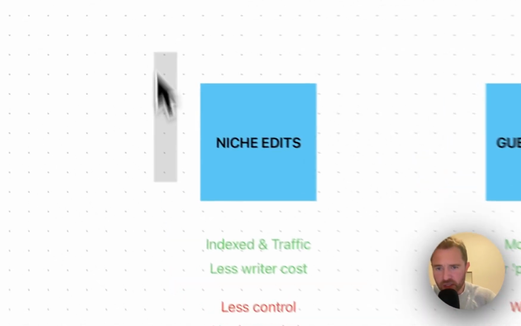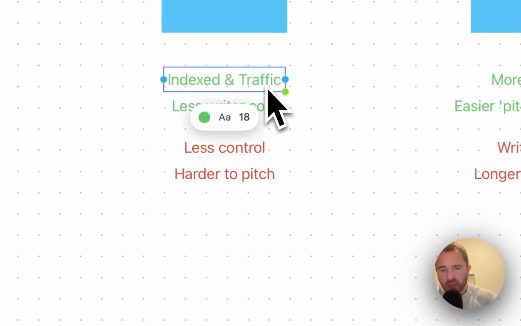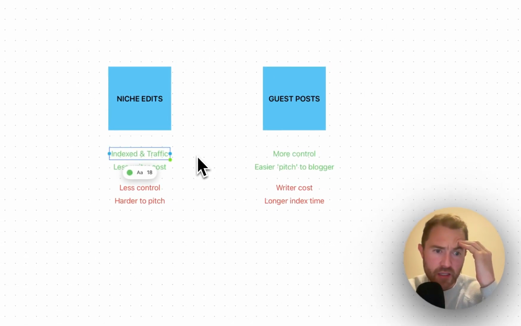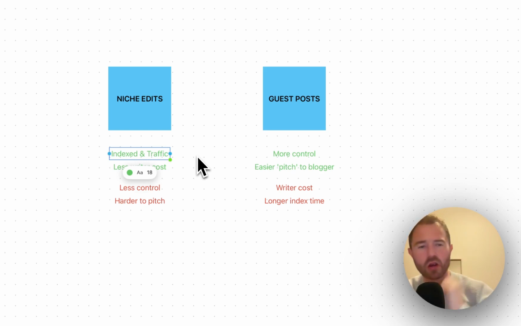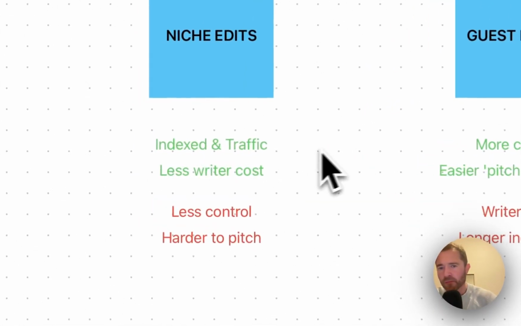So with niche edits, typically if you're doing it right, you're going to find a page which is indexed and has traffic, and, goes without saying, is relevant to the target site. So you're going to go out, find an indexed relevant blog post that's getting traffic, and you're going to pitch to them that you want a link in this post.